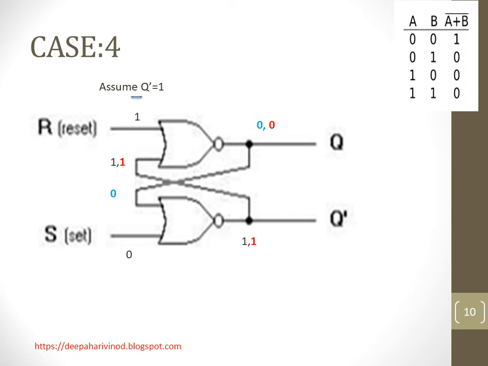Now, next case, if Q bar is assumed as 1. See here Q bar is made 1, that 1 goes here, so 1 and 1, now that will be 0, that 0 goes here, 0 0 it will be 1. So when Q bar is equal to 1, if reset is equal to 1, then Q output will always be 0. That is the ultimate conclusion for this. So our truth table 2 conditions got satisfied here.